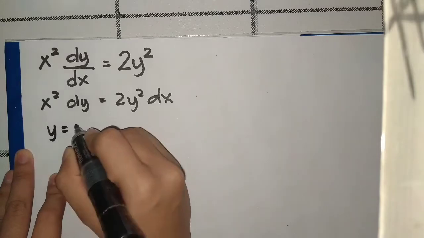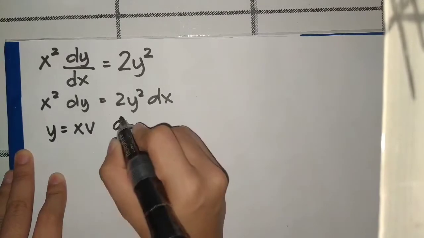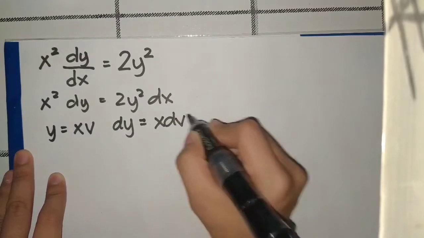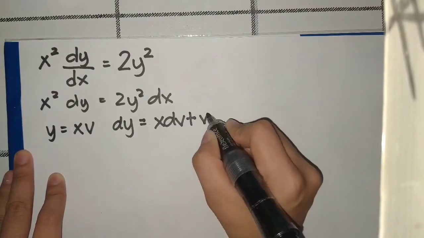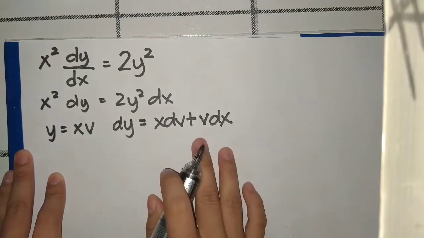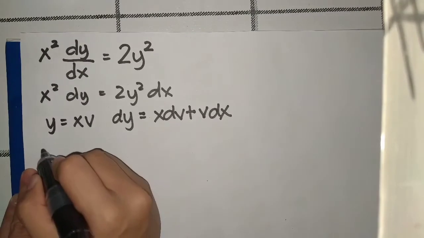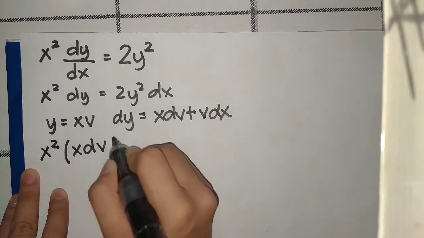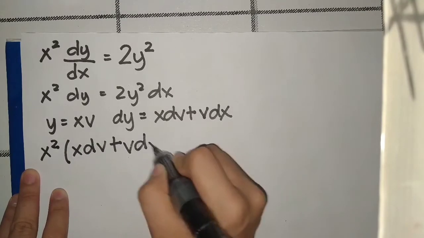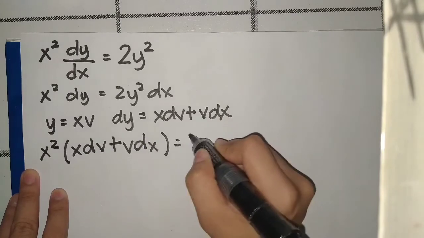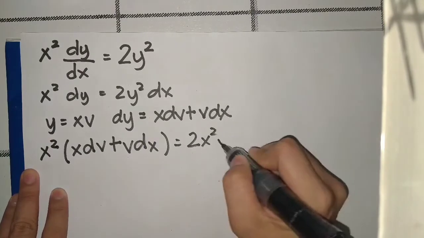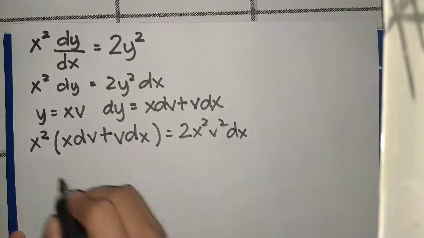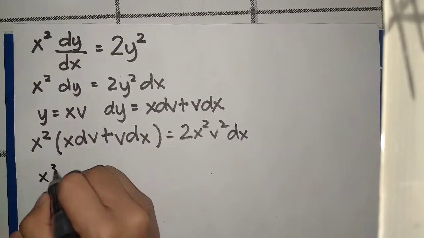Then we set our value. y is equal to xv and dy is equal to x dv plus v dx. So this is the product rule of differentiation. So we have to substitute our known values, x squared and the value of dy, which is x dv plus v dx, and 2y squared, the value of y squared, which is x squared v squared.